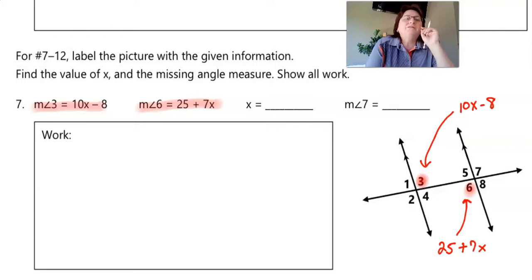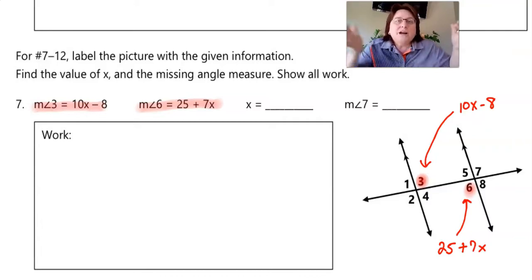Now, it wants us to find the value of x. The very first thing I need to do is ask myself, what is the relationship between the two angles with the x? Those are angle 3 and angle 6. So, guys, what is the relationship between angle 3 and angle 6?